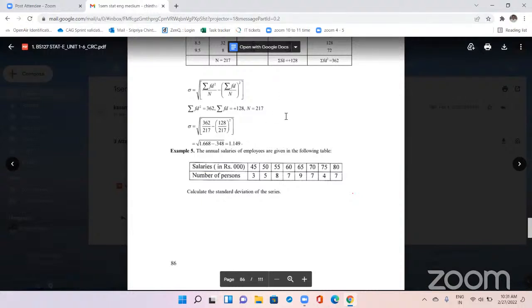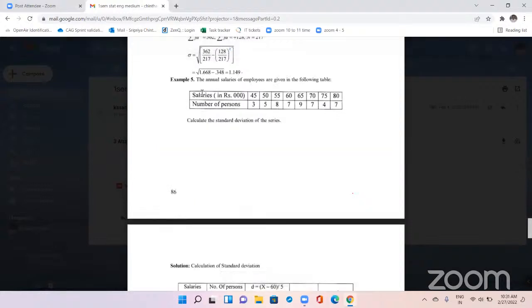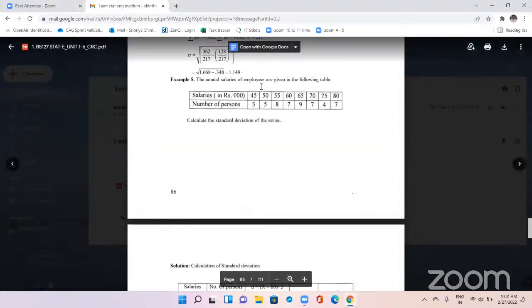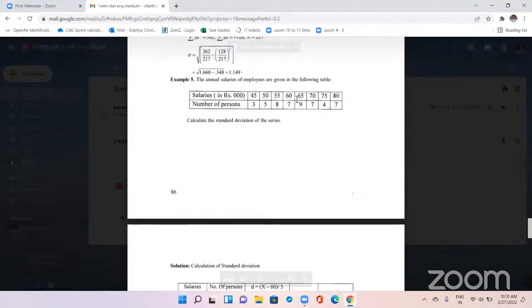Now coming to the next problem. The annual salaries of a company's employees are given in the following table: 45, 50, 55, 60, 65, 70, 75. Here, three plus three, an even number of values is given. So you should take 60 or 65, and that time will be nearly 4 minutes. Or if you take 80, the time will be more than 4 minutes. It will be 6 or 7 minutes, whatever you can say.